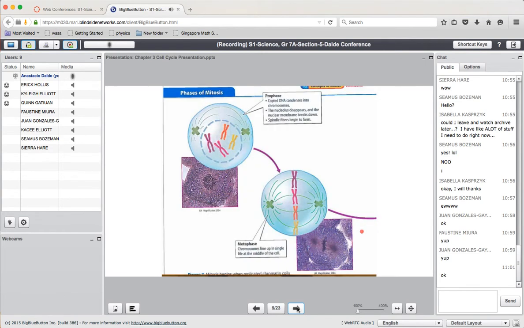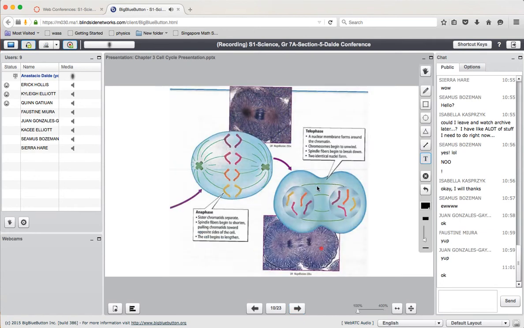All right. The 4 parts of mitosis are the prophase, the metaphase, the anaphase, and the telophase. Let me explain to you what each part is doing, okay?